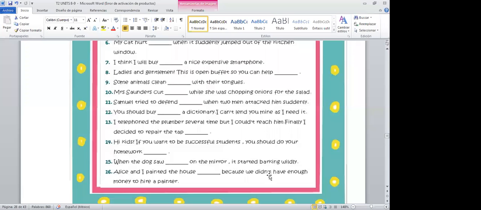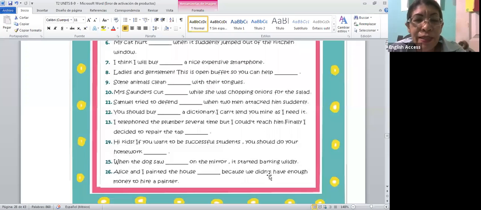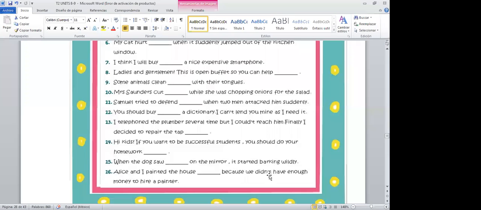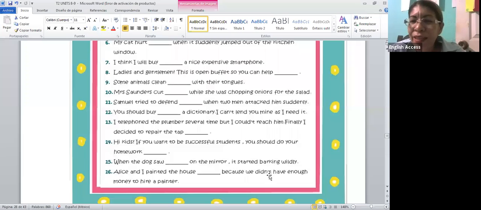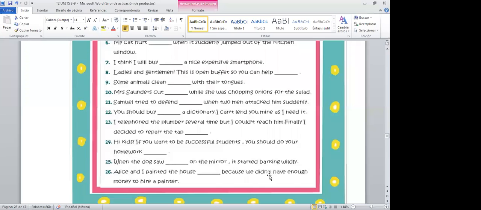You should buy yourself a dictionary. I can lend you mine as I need it. Yes. 13, please. I telephoned the plumber several times, but I couldn't reach him. Finally, I decided to repair the tap myself. Myself, yes.